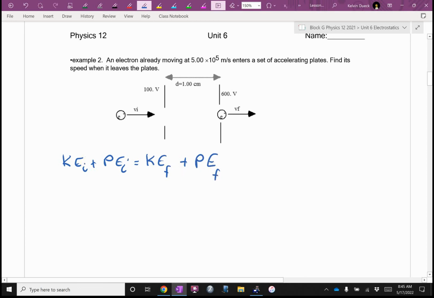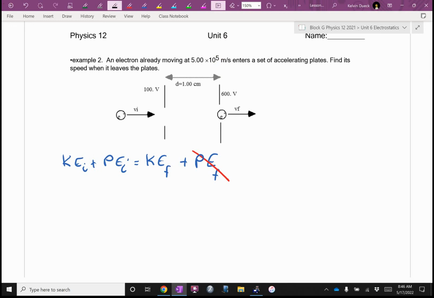Are any of these zero? Well, the only one that's going to be zero is that one, because again, we'll pretend that that's the ground, the height of zero. Once it exits the plates, it has no more source of energy, and so it's not going to speed up or slow down. But otherwise, this is going to be really similar to stuff we've done.